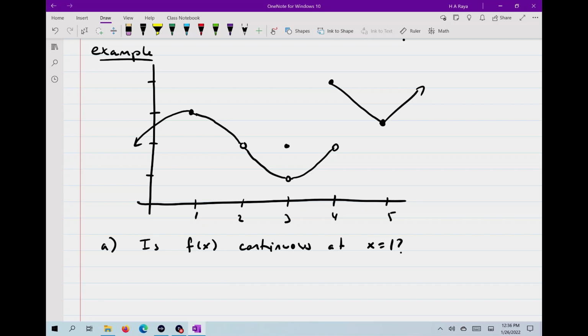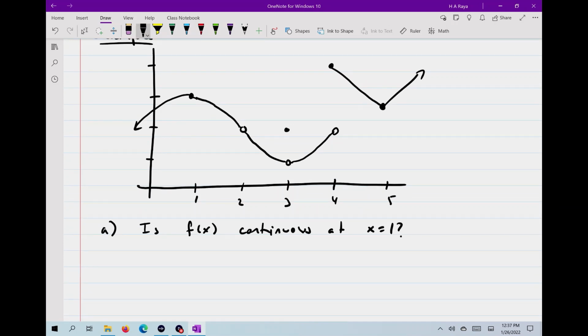In this example, we're given the graph of f of x, and let's use the three criteria to determine if f of x is continuous at 1, 2, 3, 4, and 5. Recall that the three criteria are that f of a has to exist, that the limit as x goes to a of f of x exists, and that the limit as x goes to a of f of x is equal to the value of the function at a.